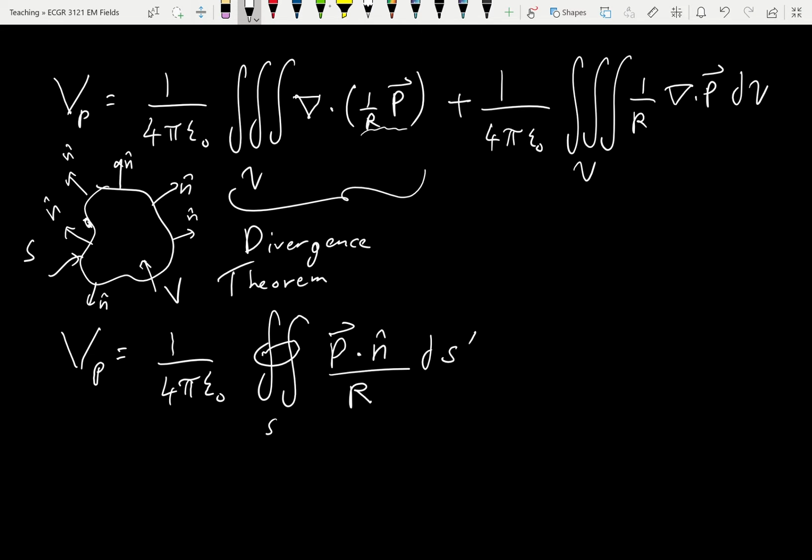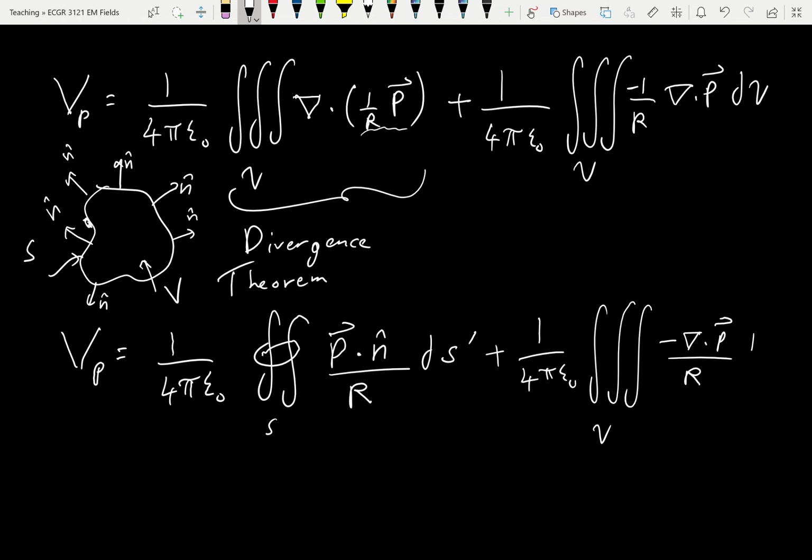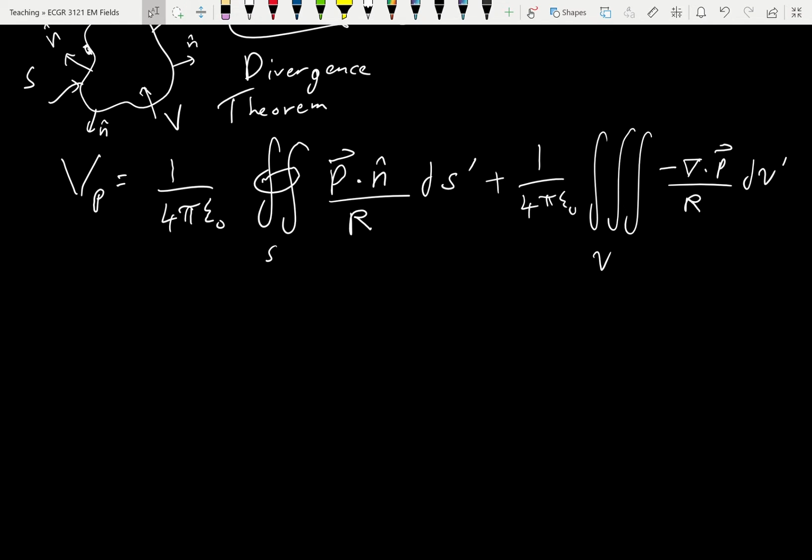Okay, plus the same volume integral. Oh, this is minus, of course. This is minus. Okay, so volume integral minus divergence P over R dv prime. Okay, so what does this look like?